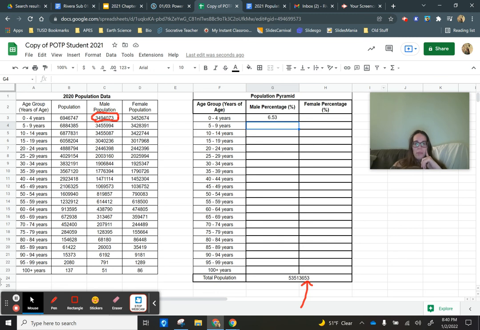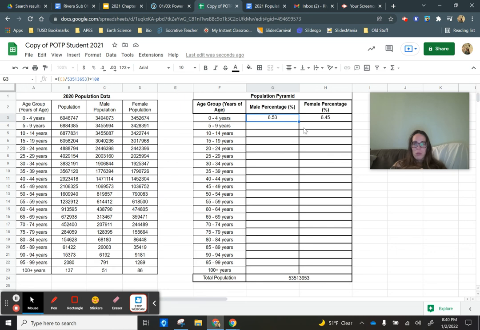We can do the same thing with the females. Equal sign. Look, it's going to do it for us. So notice it's taking the female population divided by that total at the bottom, multiplying by 100. Okay, here's the last easy part.